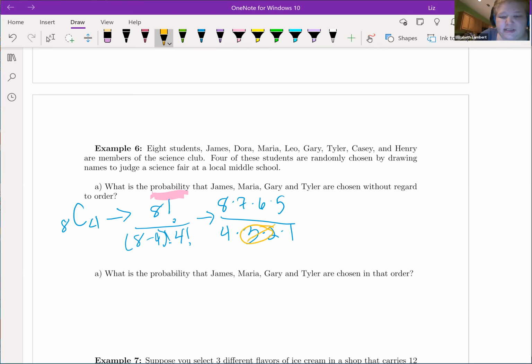So 3 times 2 is 6, so the 6 is gone. 4 goes into 8 twice. So 7 times 5 times 2, which is 70. So there are 70 ways to choose a 4-person judge panel out of 8 total people. James, Maria, Gary, Tyler: if I'm going to pick that particular subset, that is one subset, because I don't care what order I'm arranging them in. So that's 1 out of the 70 total ways.